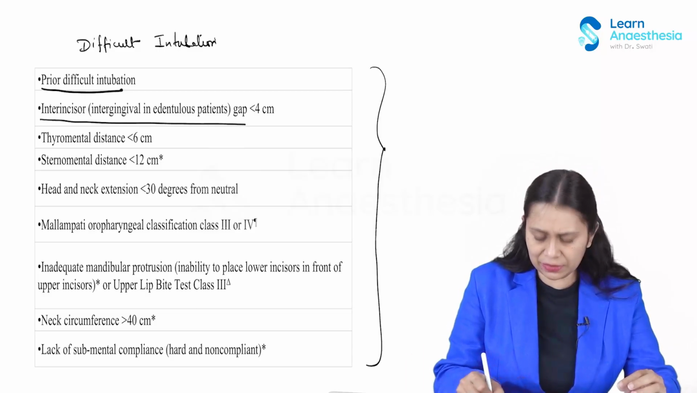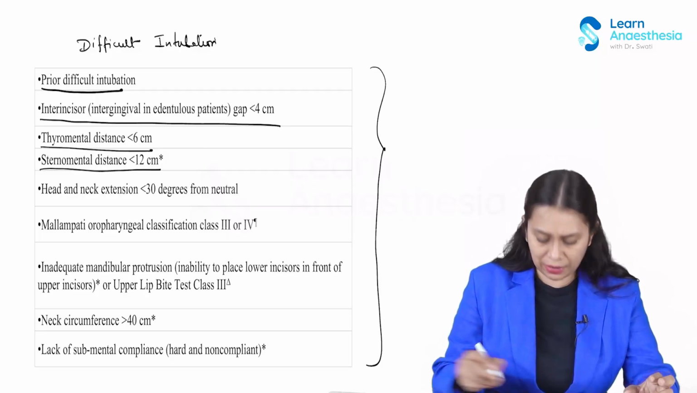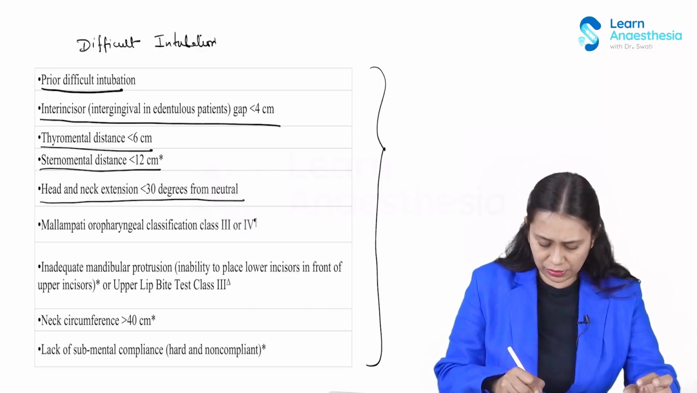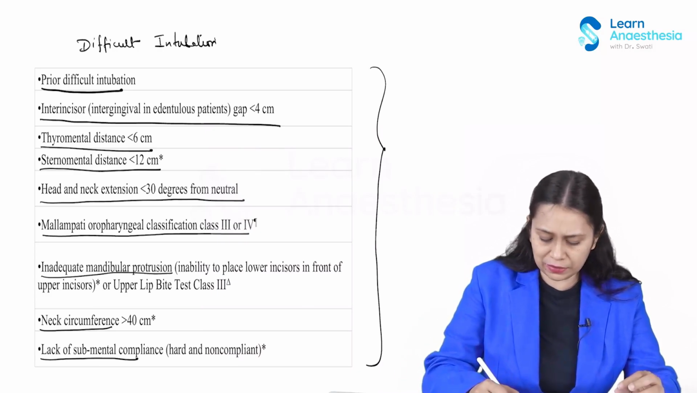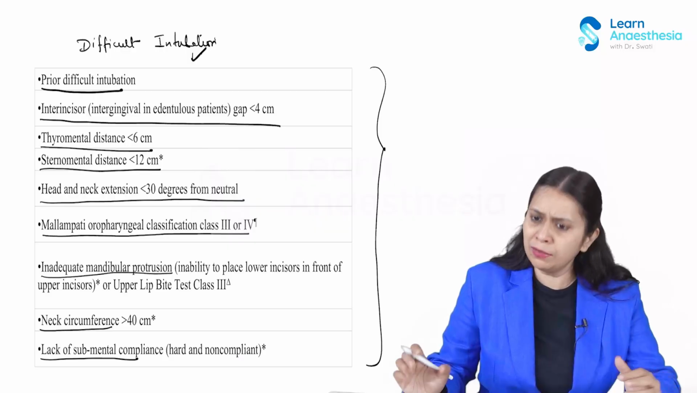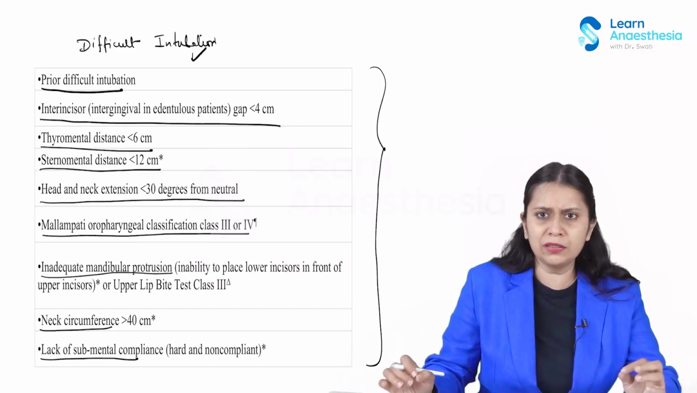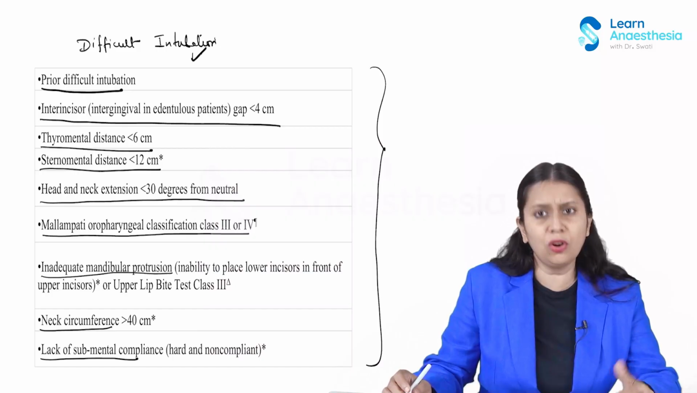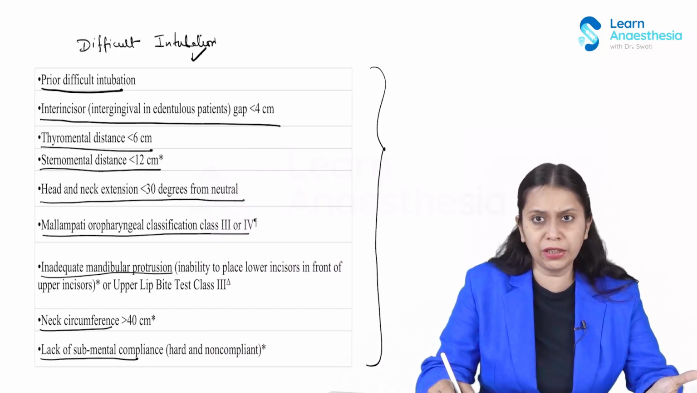Then interincisor gap less than 4 centimeter, thyromental distance less than 6 centimeter, sternomental less than 12 centimeter, head and neck extension less than 30° from neutral, Mallampati classification 3 and 4, inadequate mandibular protrusion, neck circumference more than 40 centimeter, lack of submental compliance. All this makes the intubation difficult, and more than one factor may be present in patient with obstructive sleep apnea. And there are patients with obstructive sleep apnea who may not have any of these factors, but they are a diagnosed case of OSA. So it's a possibility, but whenever we have a patient of suspected or known OSA, we need to rule out all the points which point towards difficult intubation, right?